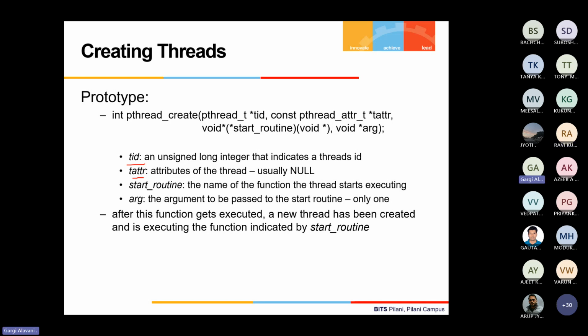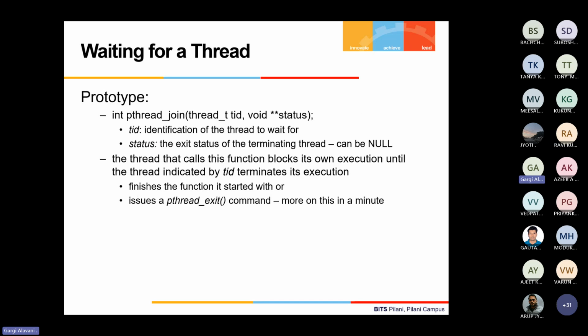The argument is what you share with this start routine. If you want to pass some values to this function, we wrap them in a pointer and share it here in the argument. Once this call happens, a new thread is created and it will begin the execution using the start routine. We'll see that example.